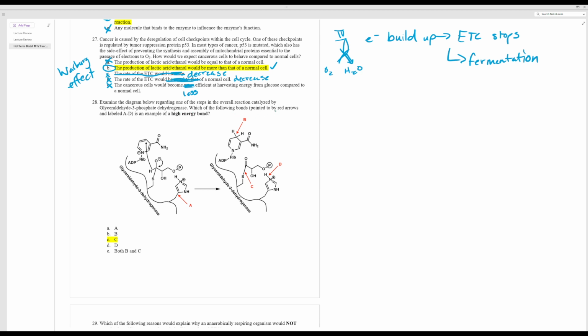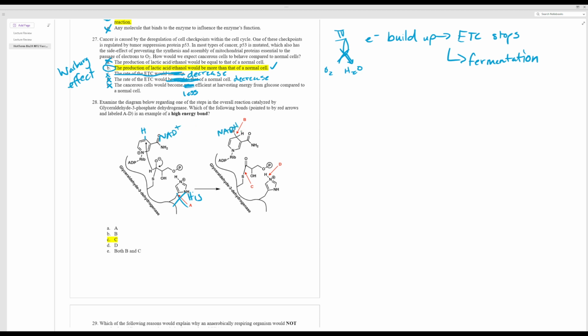Which of the following bonds, pointed to by red arrows and labeled A through D, is an example of a high energy bond? Well, let's see. Here is a bond within an amino acid. This is histidine. So we have a bond within the amino acid itself that does not match our definition of a high energy bond, right? So it's not A. If we look at B, we go from one CH bond to another CH bond, and we see NAD plus going to NADH.